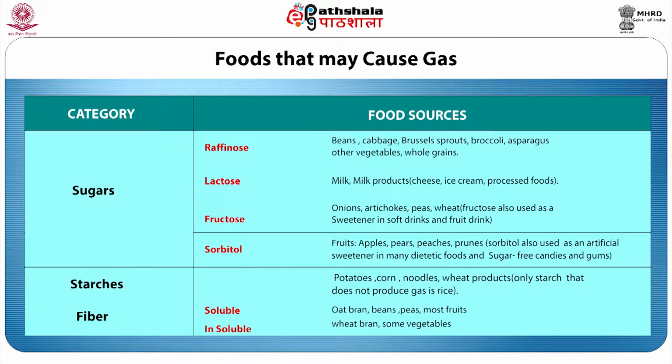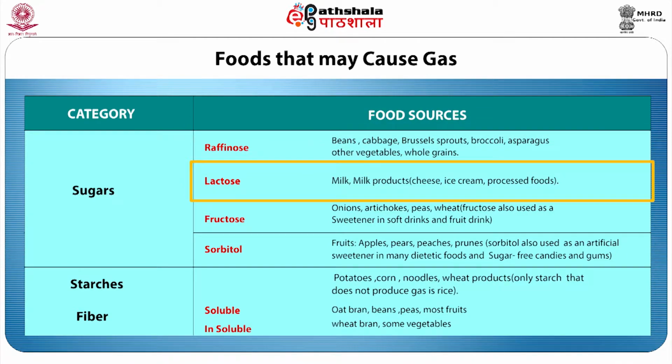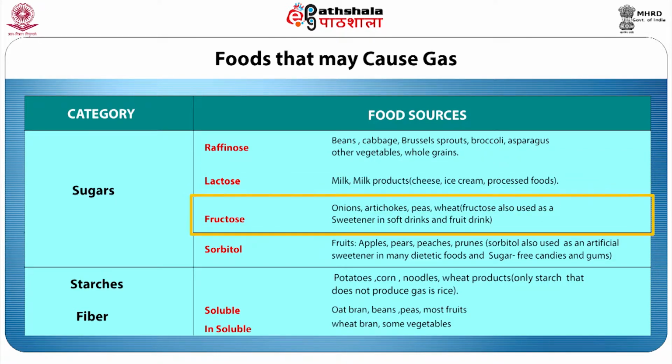Some of the common carbohydrate foods that build up gas are sugars, starches and fiber. Sugars like raffinose in beans, cabbage, Brussels sprouts, broccoli, asparagus, other vegetables and whole grains. Lactose in milk, milk products such as cheese, ice cream and processed foods. Fructose in onions, artichokes, peas, wheat, and fructose used as a sweetener in soft drinks and fruit drinks.